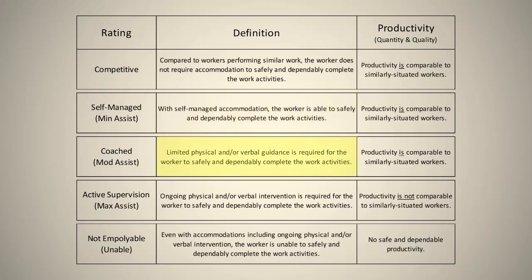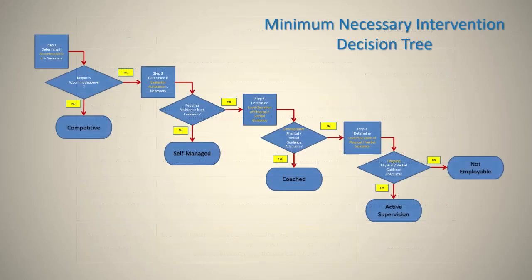Coached means that the client needs some limited physical and/or verbal guidance, and with that guidance, their productivity is comparable to similarly situated workers. Active supervision means that the client needs ongoing physical and/or verbal intervention. In these cases, the person's productivity is not comparable to similarly situated workers. And of course, not employable means that even with accommodations, the person has no safe and dependable productivity. So to help structure and standardize the minimum necessary intervention approach, we've developed this decision tree.